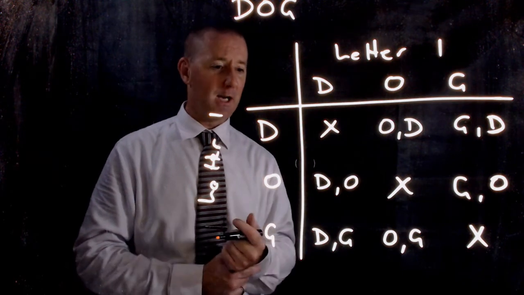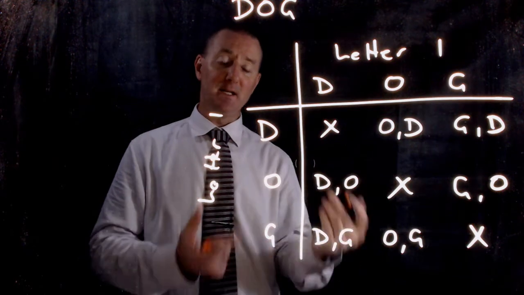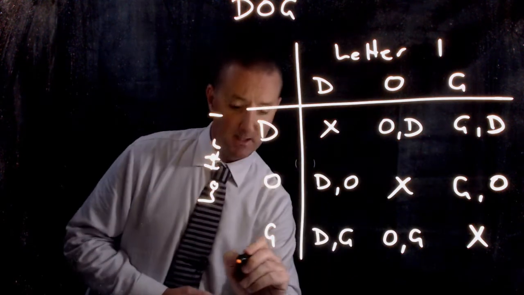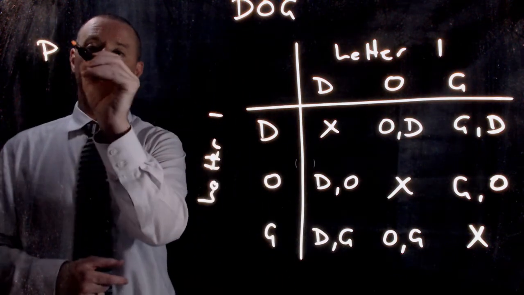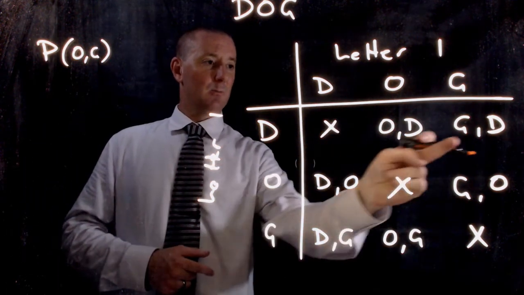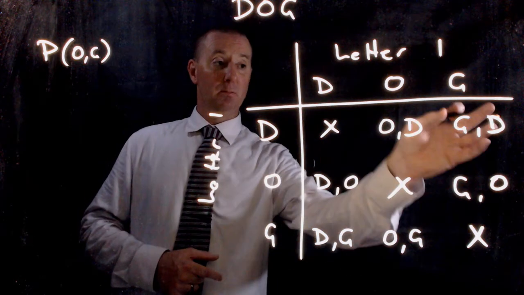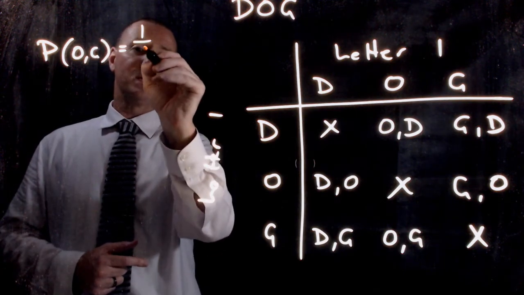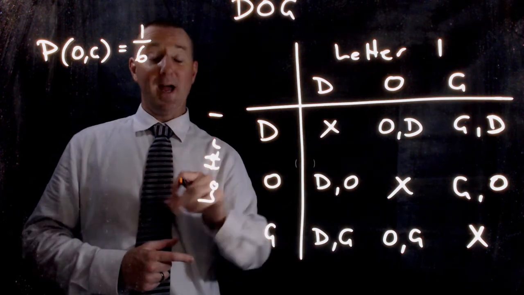And so when we now work out our probability of getting these, our total sample space has 6 elements. If we look at the probability of getting an O and then a G, there's one occurrence where we get an O and a G, right here, out of our total of 6 possibilities. And so that means that our probability is going to be 1 chance in 6 of getting the O and the G without replacement.